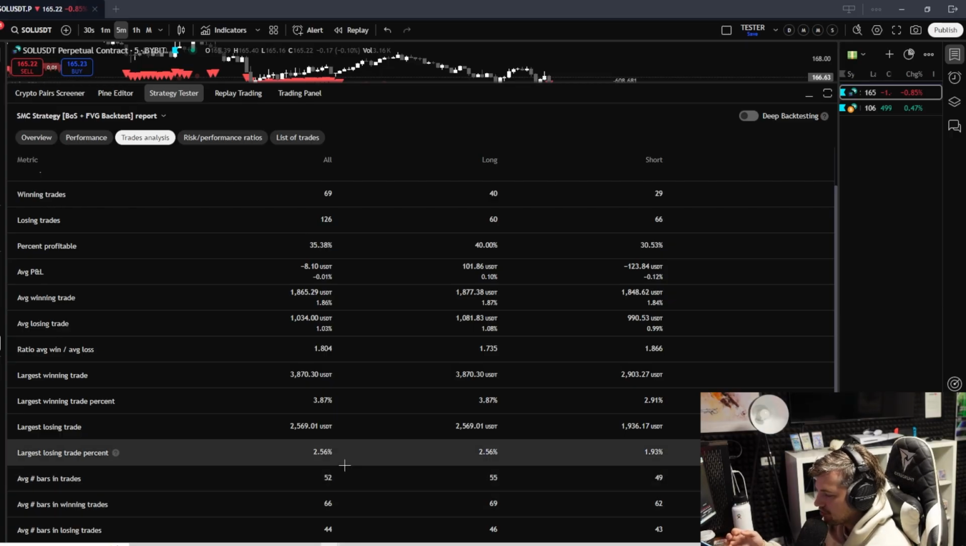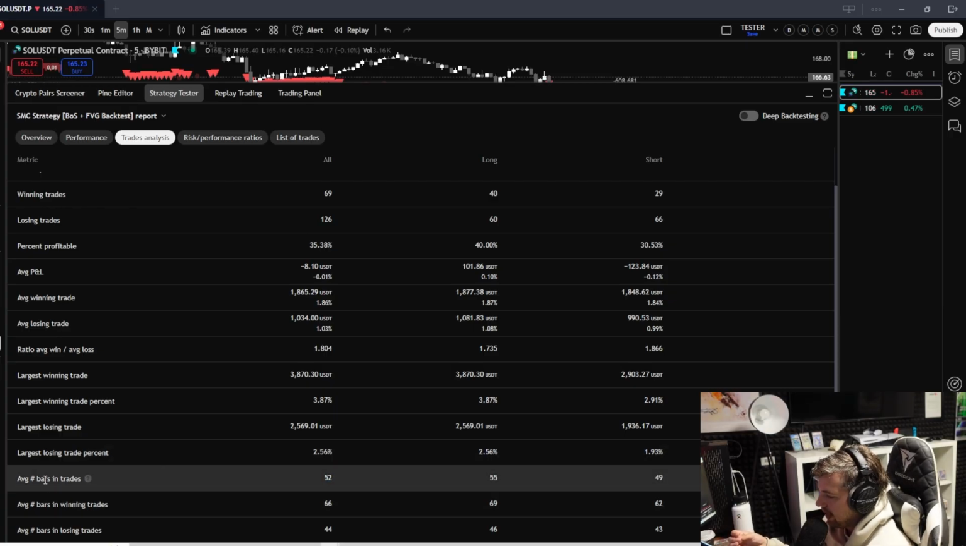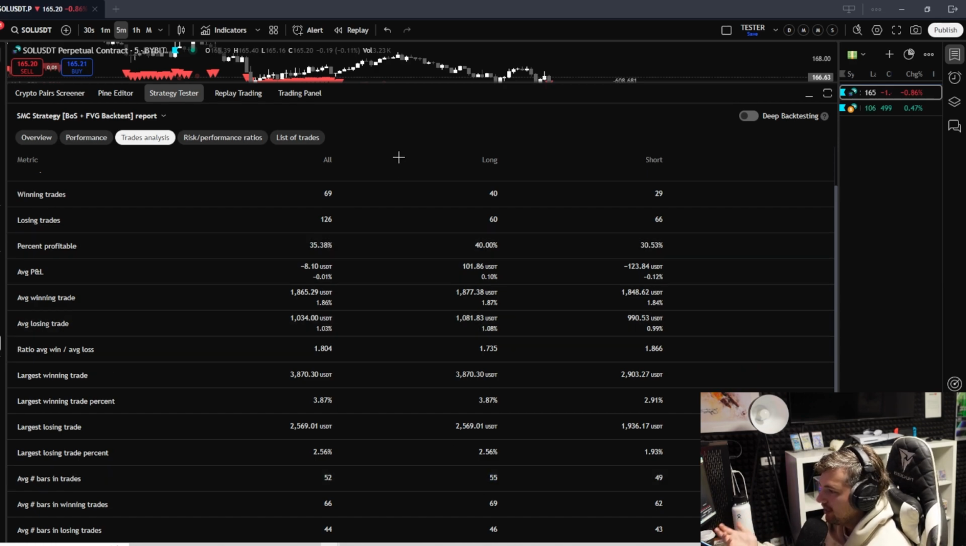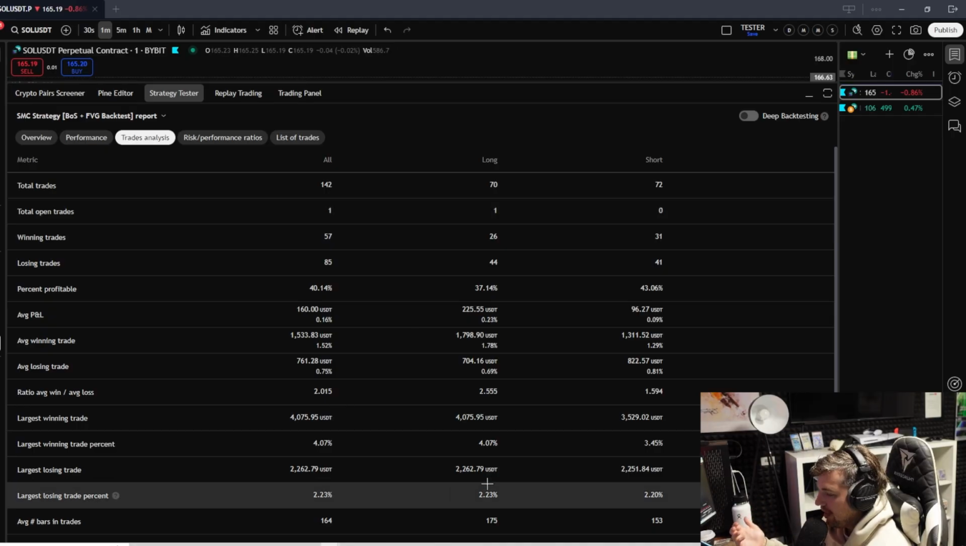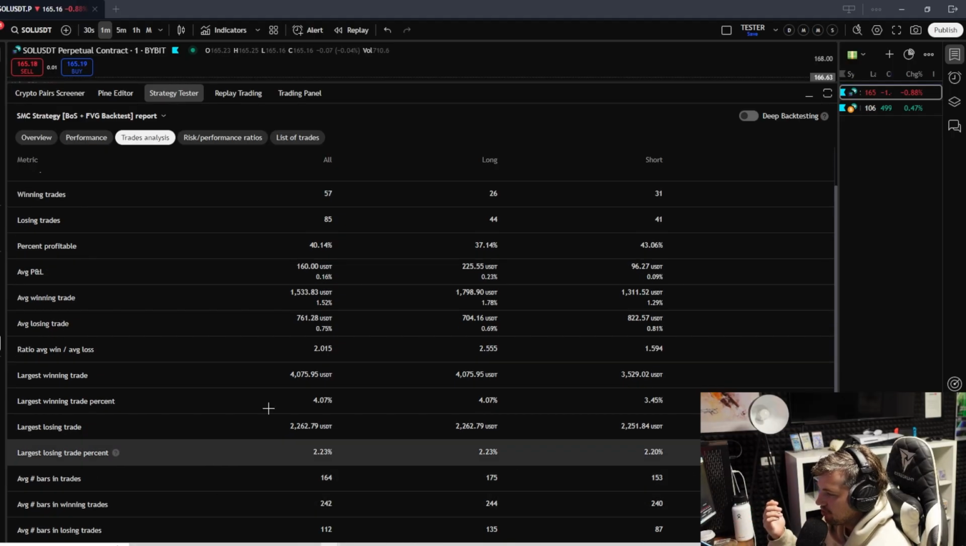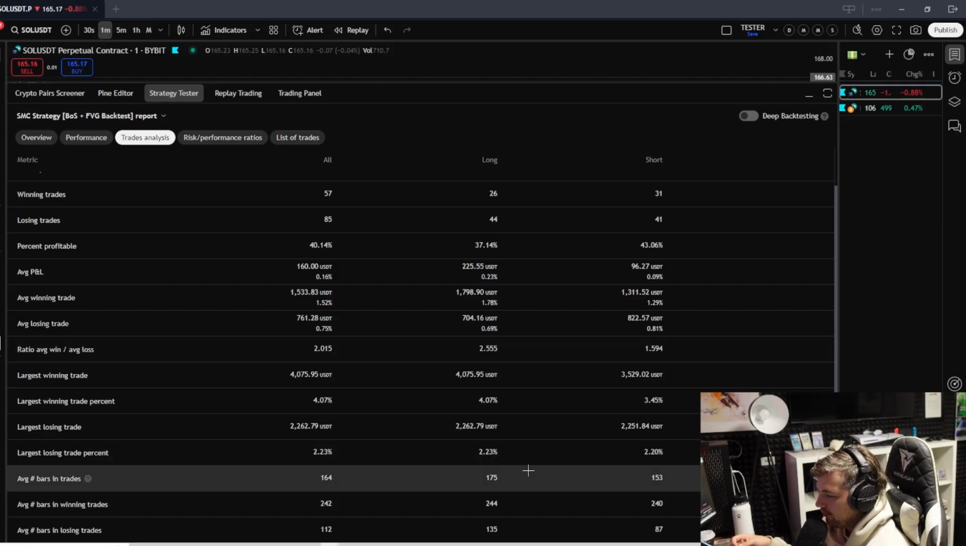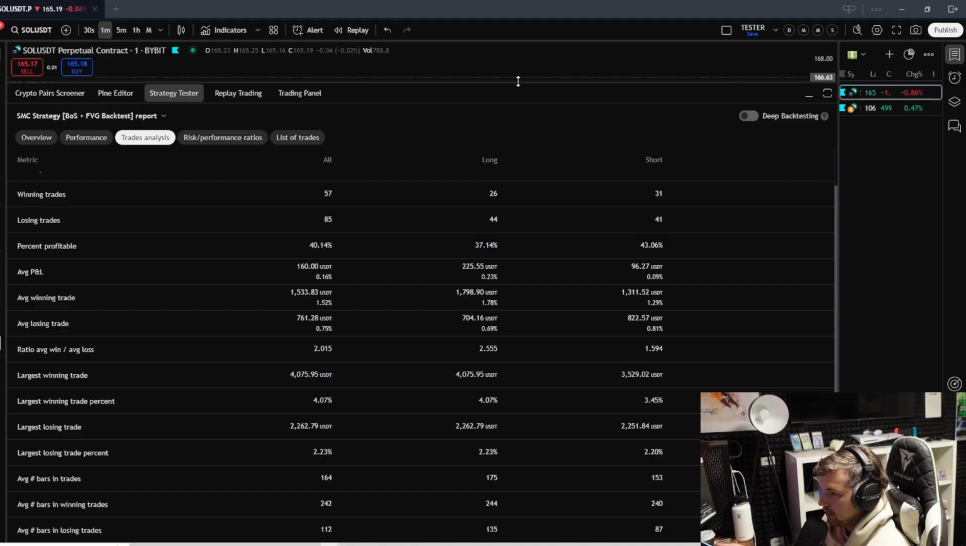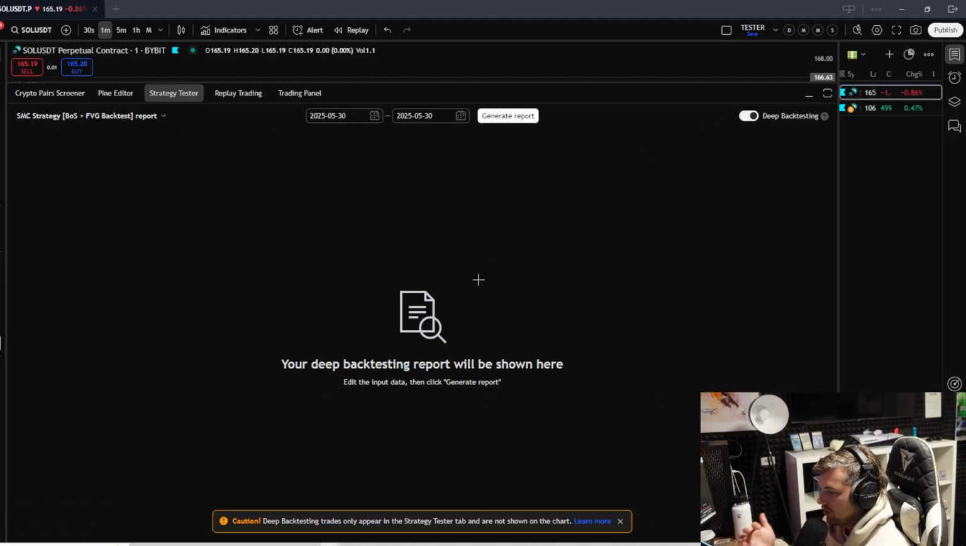Also, it seems like these trades would end up going for over an hour. Average number of bars in trades, 55. So if we're on the 1 minute time frame or even the 5 minute time frame, yeah, we can see here, average number of bars in trades on the 1 minute time frame, it is nearly at 3 hours. So these are not short swing trades, these are longer term trades.